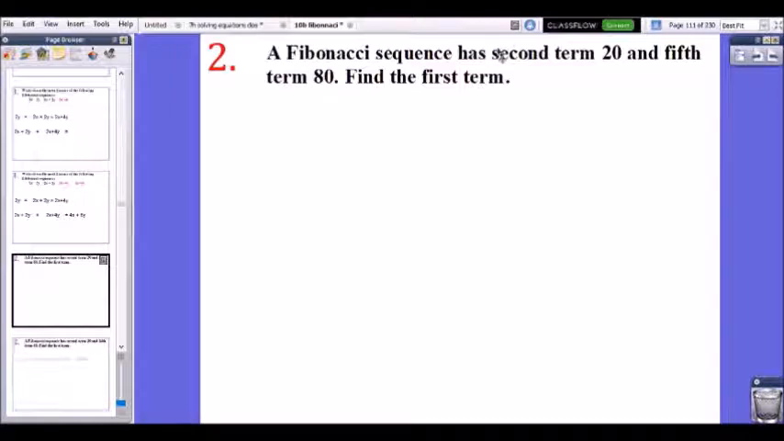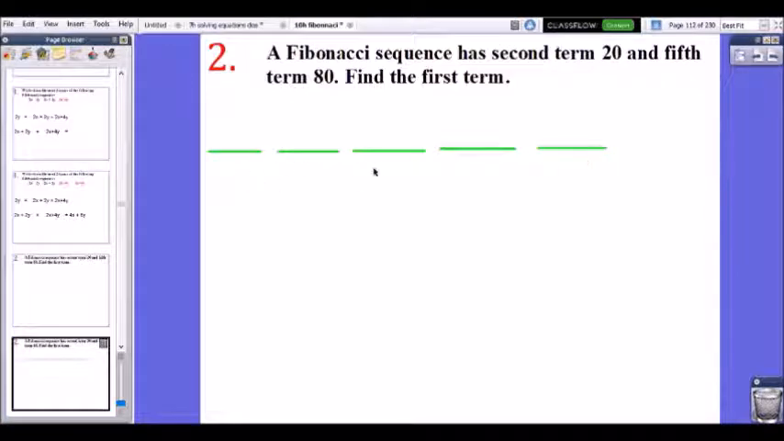A Fibonacci sequence has a second term of 20 and a fifth term of 80. Find the first term. This one's not really as straightforward, so we're going to have to use some problem solving skills here. This sequence goes up to the fifth term, so I'm just going to write 5 blank spaces and fill in what I know so far. I know that the second term is 20, so let's add a 20 in that second space. And I'm told that the fifth term is 80, so I'm writing that there just so I can see what I've got. Okay, so the question is, find the first term.